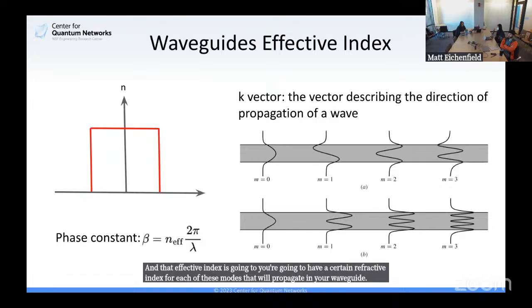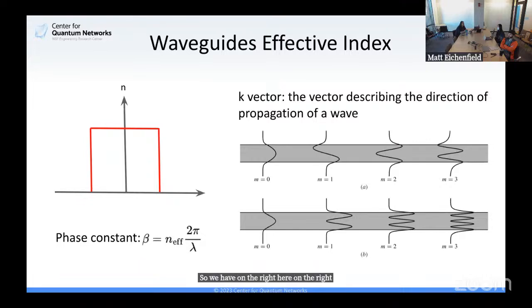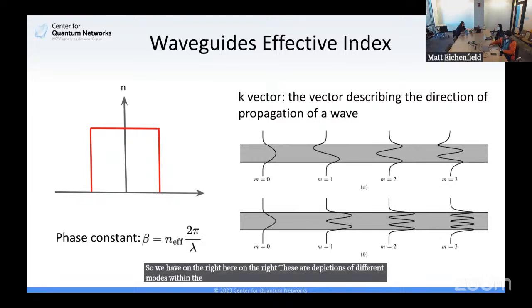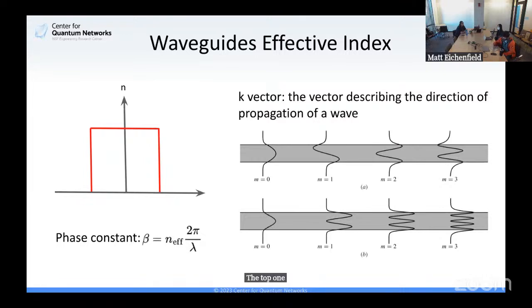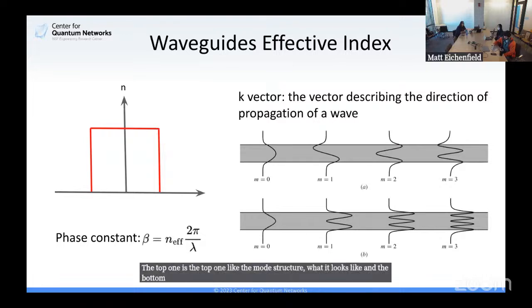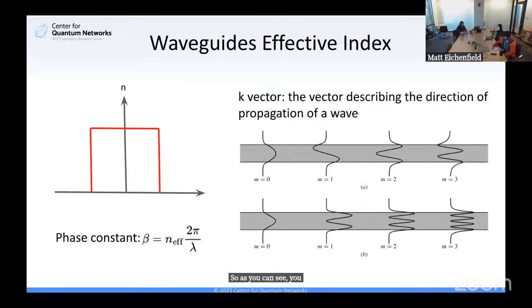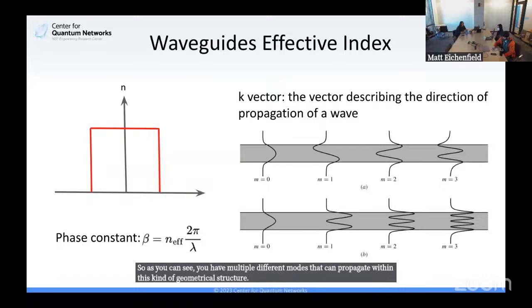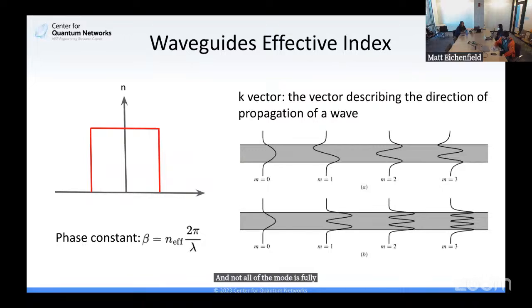On the right here, these are depictions of different modes within the same waveguide. The top one is the mode structure, what it looks like, and the bottom is the intensity, so it's just the top one squared. As you can see, you have multiple different modes that can propagate within this kind of geometrical structure. And not all of the mode is fully confined to the core of our waveguide. Some of it is in what we call the cladding material, which is the lower index of refraction material.